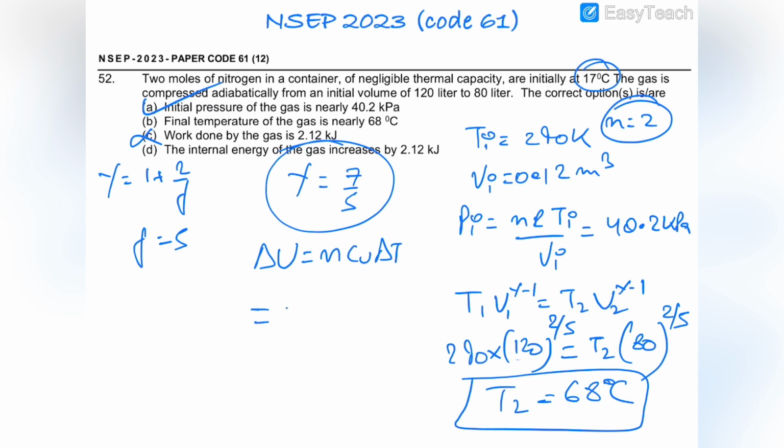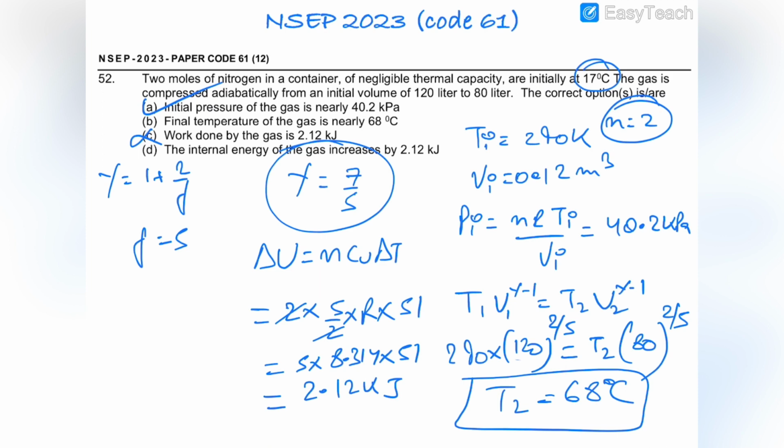Okay, and n is 2, CV is F by 2 R, so F is 5, so this is 5 by 2 R, and dT is 68 minus 17. So 68 minus 17 would be equal to 51 degrees Celsius. Okay, so this would be 5 into R, which is 8.314, and this delta T can be used in any unit. So this is 51 only. So this is approximately 2.12 kilojoules, and internal energy of the gas will increase obviously because temperature is increasing. So the correct answers are A and D. Now we move on to the next question.